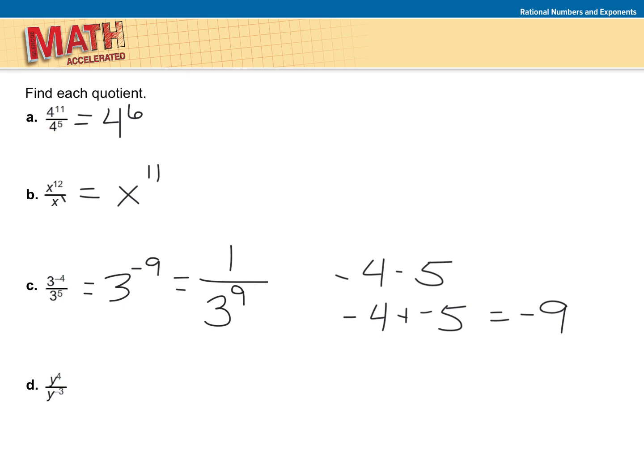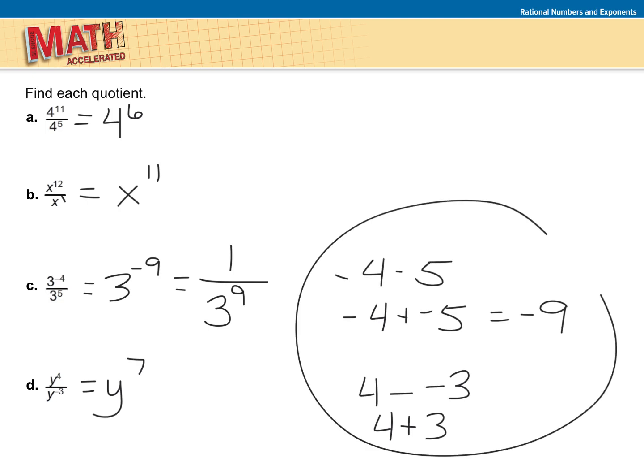Last one here. What's my base? Y. What do I do with my exponents? Subtract. So we have 4 minus a negative 3. Keep change flip. We have 4 plus 3, which gives you 7. Write these off to the side if it helps you.